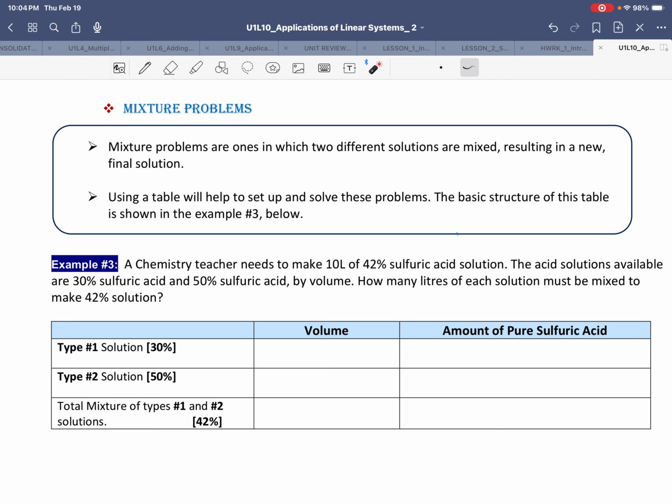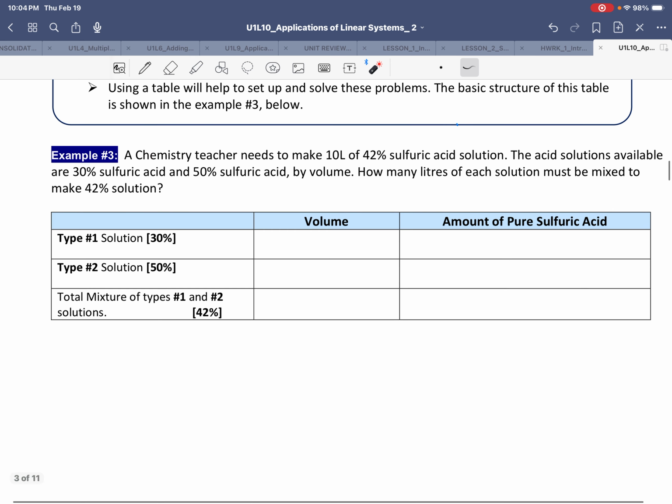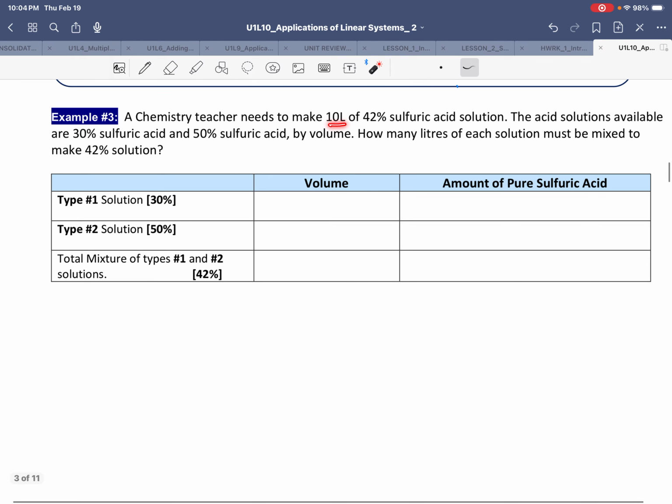Now, I'm going to explain how we set the table up. Let's read the problem first. A chemistry teacher needs to make 10 liters of 42% sulfuric acid solution. Okay, so 10 liters means volume, and I'm going to write this down, and 42% means concentration.